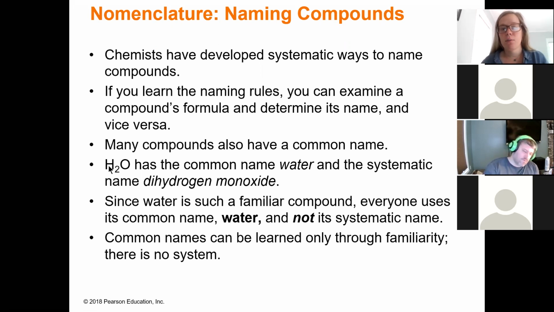Like for instance, down here, we've got H2O. The common name for this is water. The systematic name is dihydrogen monoxide. Now for water, we just know that that's water because it's like everywhere. But for other compounds, to know its everyday name would just drive you crazy. There's so many thousands and thousands and thousands of compounds.